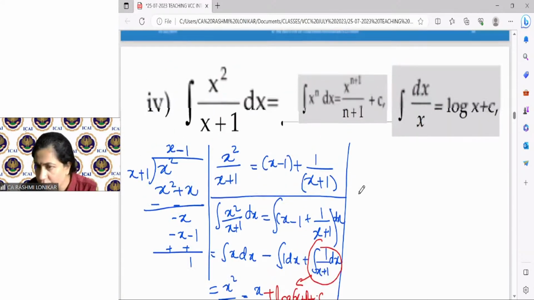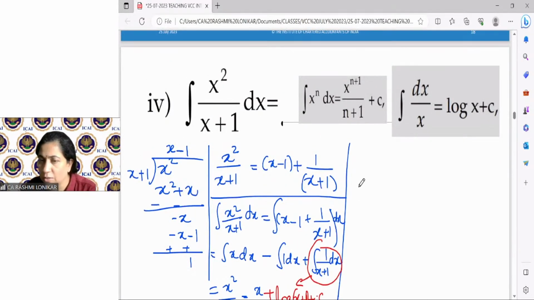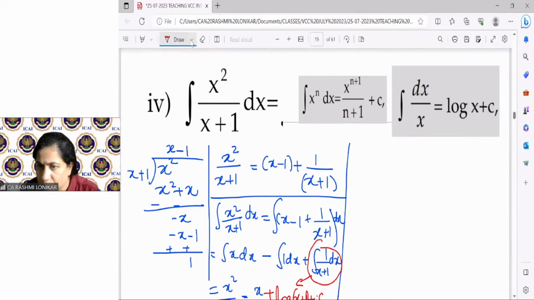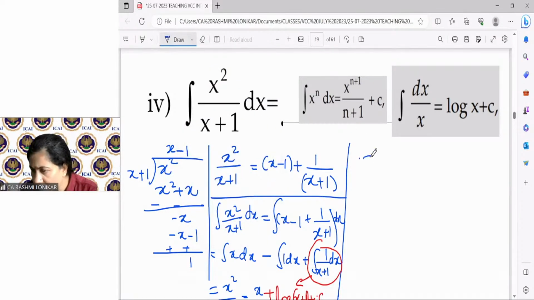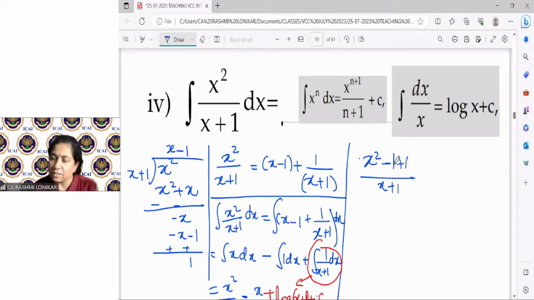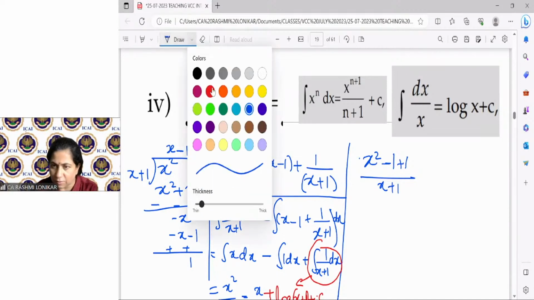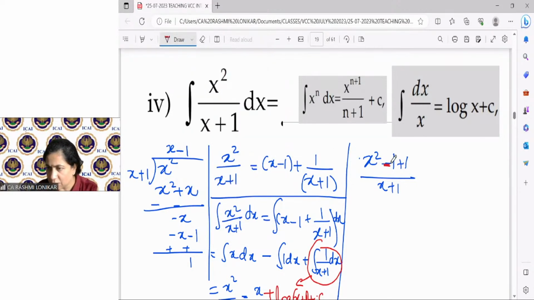Okay. The other way you can do, I'm showing you the other way also. Here what I do, I will write x square minus 1 plus 1 upon x plus 1. I will write this minus 1 plus 1. Instead of writing only x square, I will write this as this. And then I will write it as x square minus 1 upon x plus 1 plus 1 upon x plus 1.